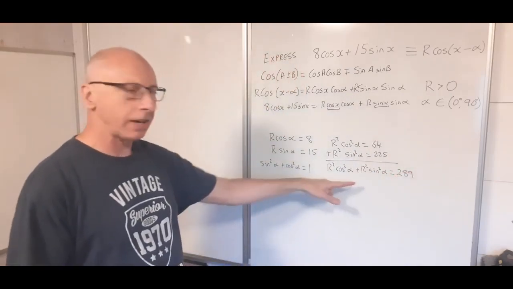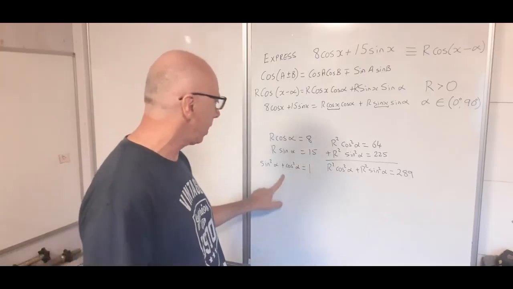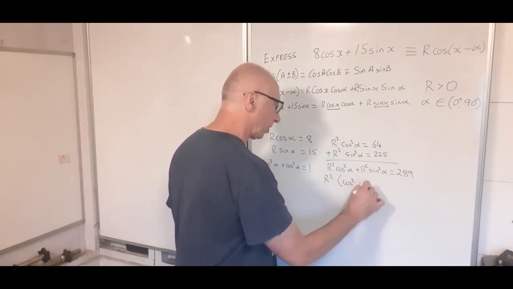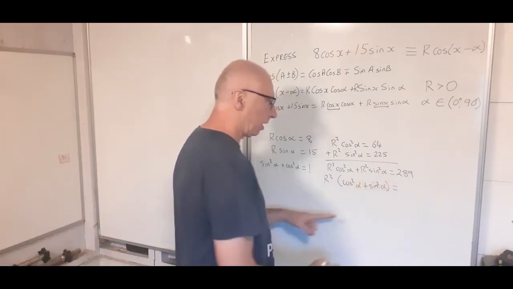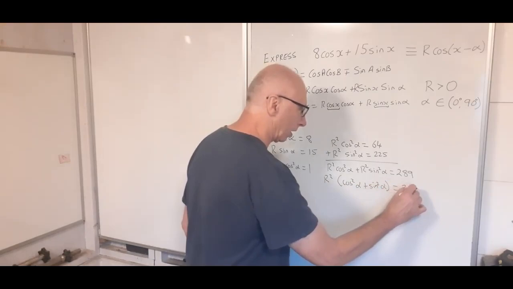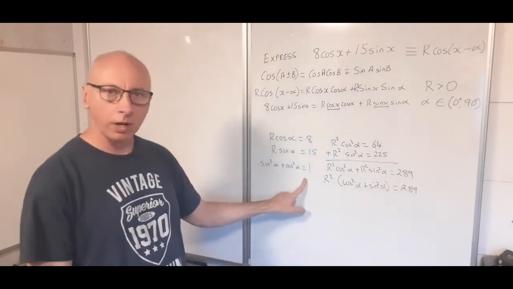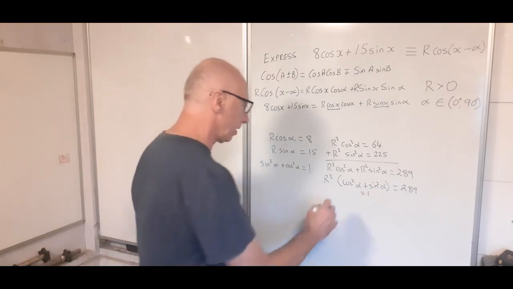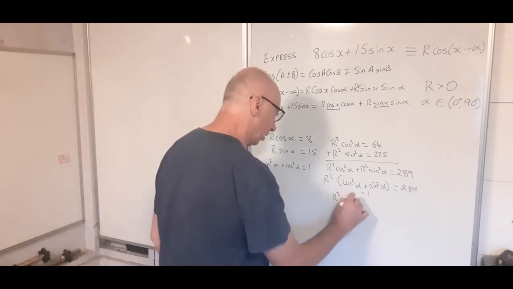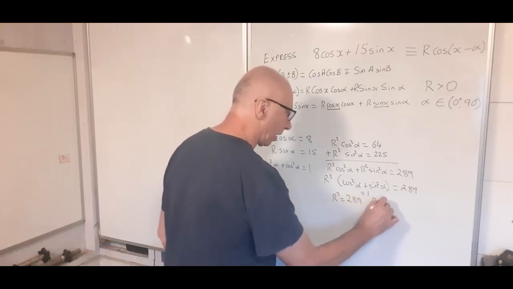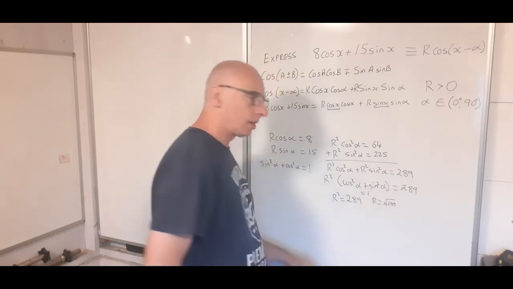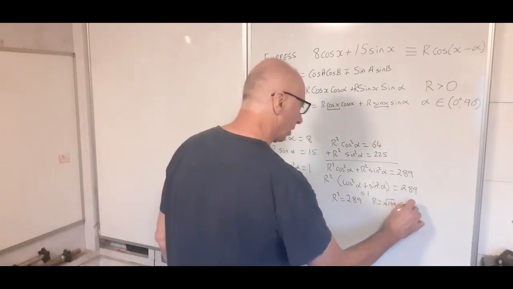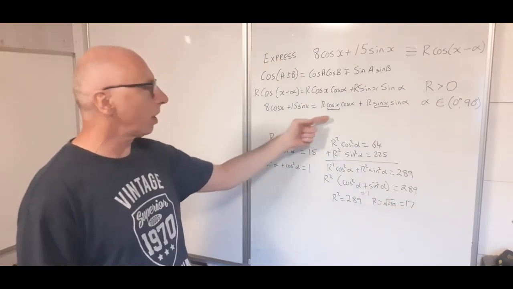Okay, now let's just factor out the r squared to get the cosine squared and sine squared as required. So now I've got r squared times cosine squared alpha plus sine squared alpha equals 289. Now I know this is just 1 from the famous trig identity, so this is equal to 1. So then I've got r squared is 289. So then r equals the square root of 289. So here's where I can ignore the negative value. So r equals 17. Okay, so that's what I've got so far.